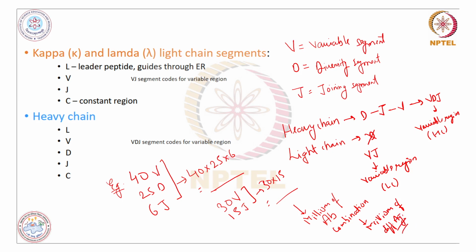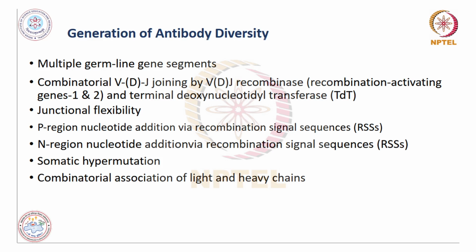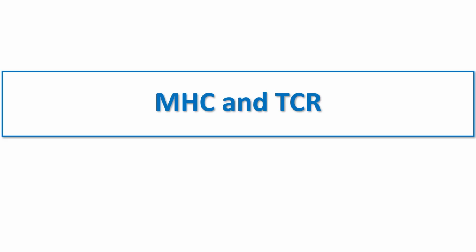So this is the VDJ combination. So these are light chain and heavy chain. How can this be rearranged? They can be bound randomly and they can form a different type of polypeptide chain. So you can check it out from the lecture video.